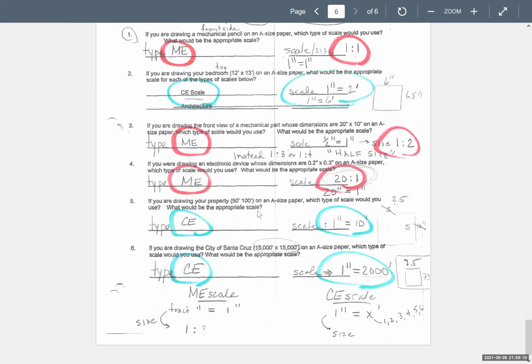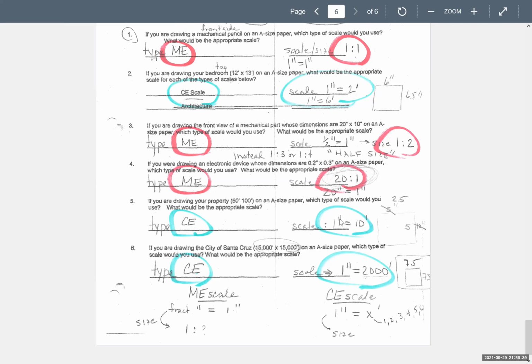So what did we come up with? We could just do the same similar thing, just looking at it in terms of inches. If we look at that as 50 inches by 100 inches, it's easier to recognize on a piece of paper. So what we came up with was dividing each by 10, so it'd be 5 by 10 inches. And we could fit that on a drawing, 5 by 10, right?